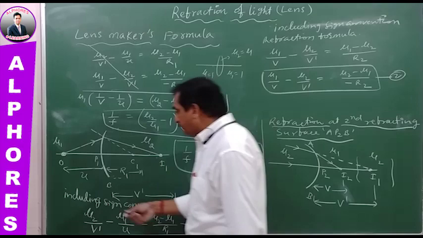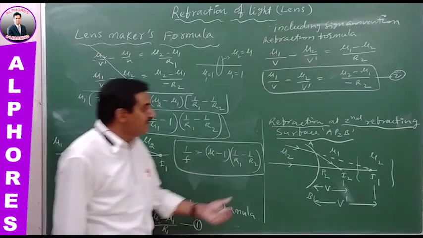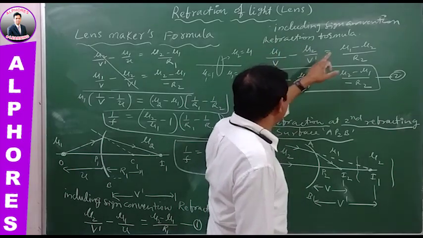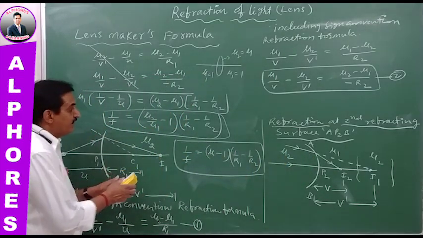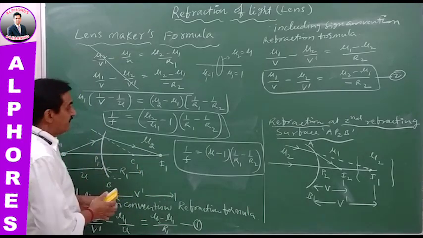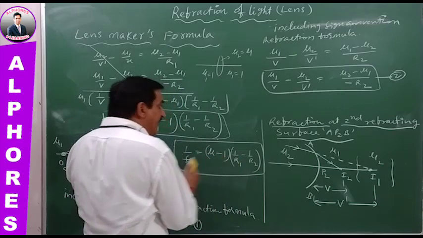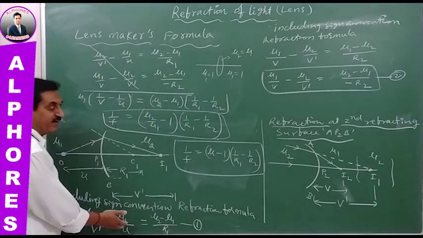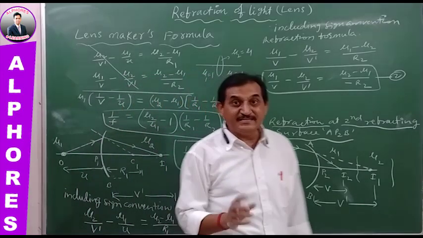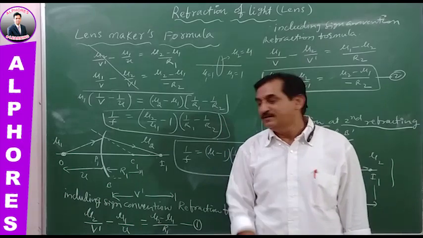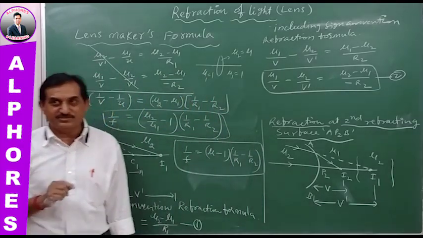So finally we are simply writing this including sign convention, taking the refraction formula for the first refracting surface, and here also including sign convention, taking the refraction formula for the second refracting surface, and these two surfaces are clubbed or joined together. Then their corresponding refraction formulae are added together, similarly these two equations are added together, and you finally get the lens maker's formula. Keep this in your mind, it is a very important note: this lens maker's formula is not for a convex lens alone and not for a concave lens alone.